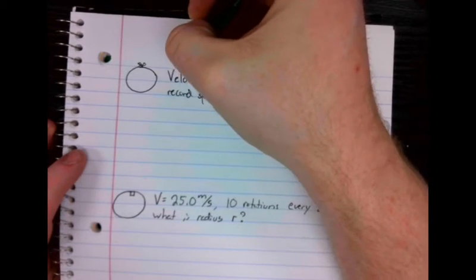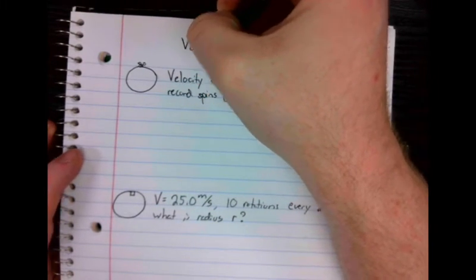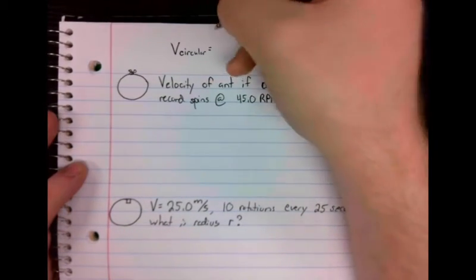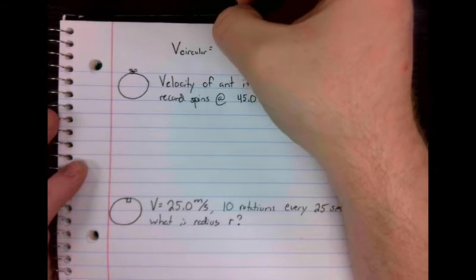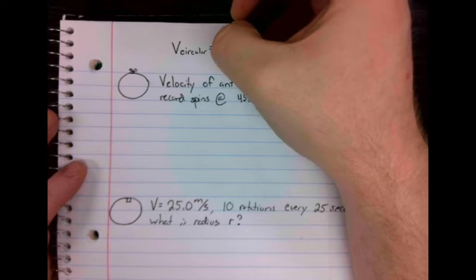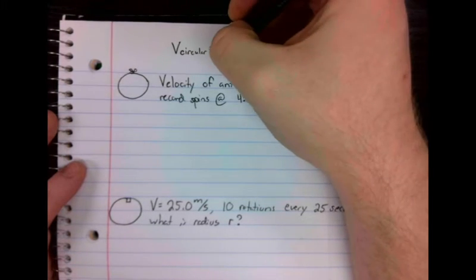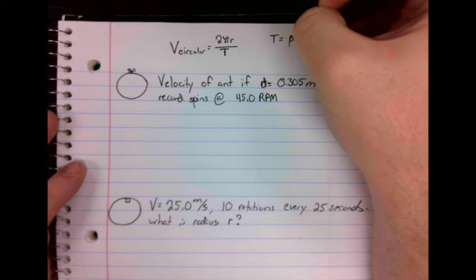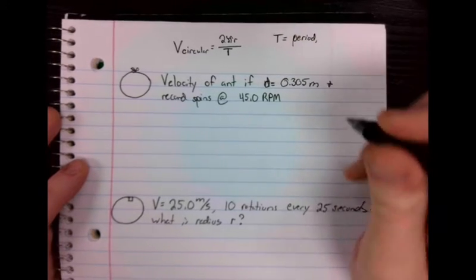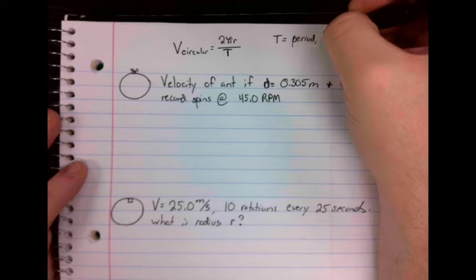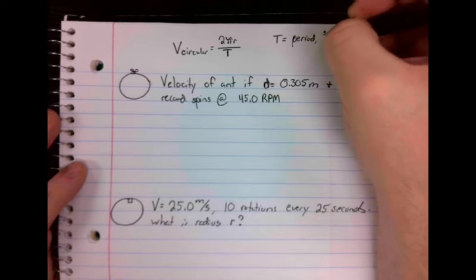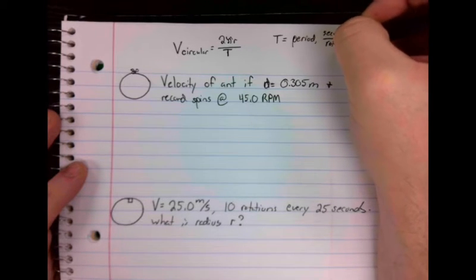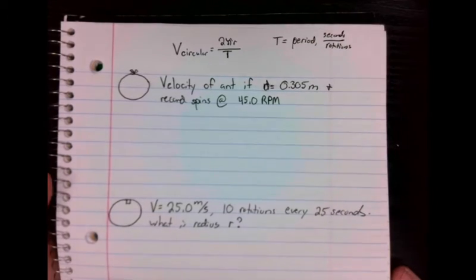But both of these are going to use the same formula. I'm going to use "circular" just to differentiate. Our velocity for circular motion is equal to 2 pi r over capital T. And capital T is equal to the period, which is seconds over rotations. Seconds per rotation.